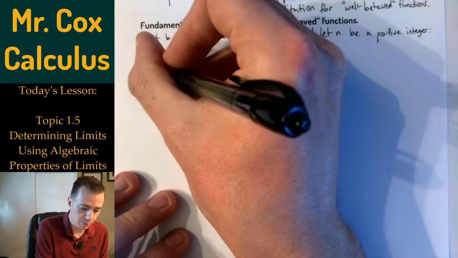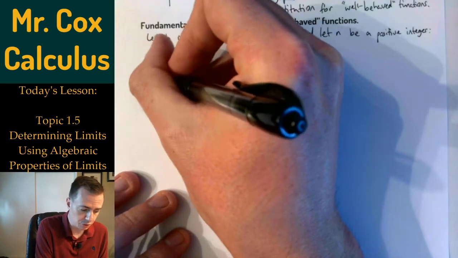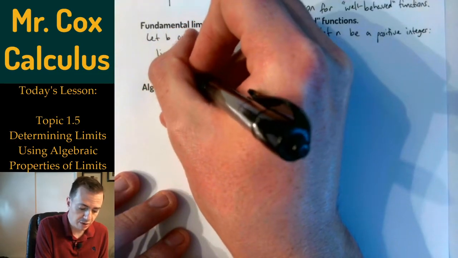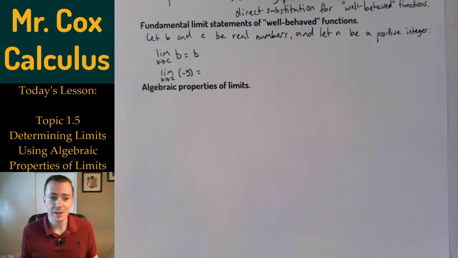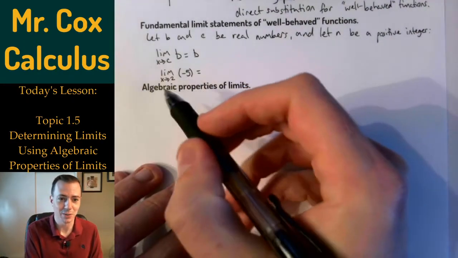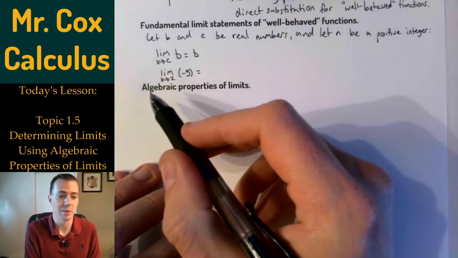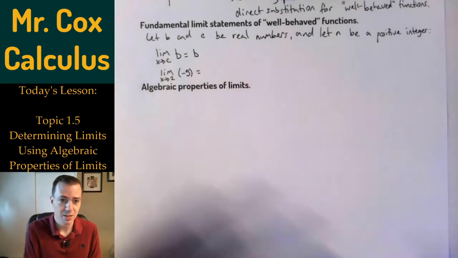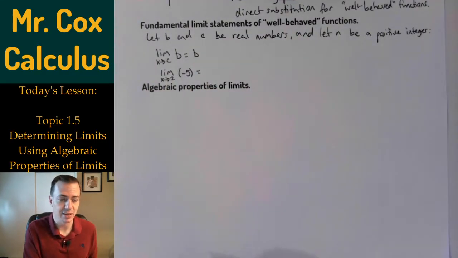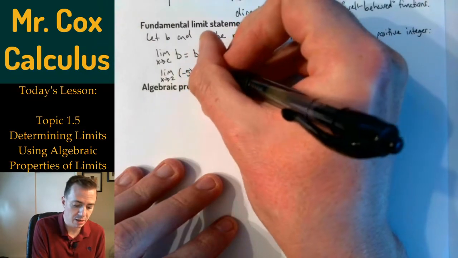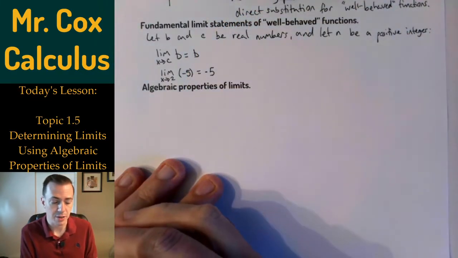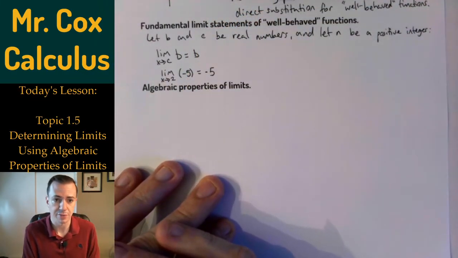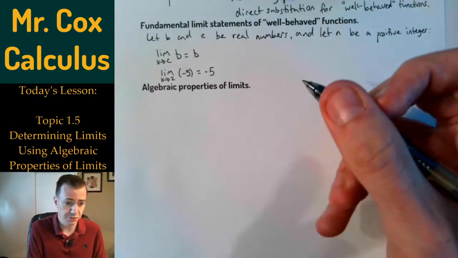So for example, if I have the limit as x approaches 2 of -5, that -5 is never going anywhere. So it doesn't matter if I'm approaching 2, it doesn't matter if I'm approaching 3. The limit as x approaches anything of a constant is always going to equal that constant value, in this case, -5. So that's our first building block.